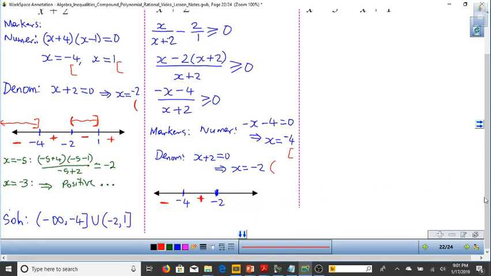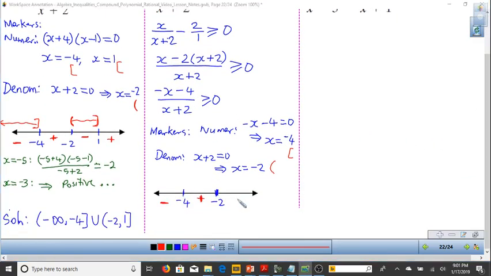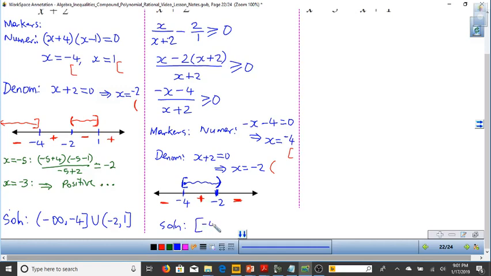And then to the right of -2, we can try 0. 0 minus 4 is -4. 0 plus 2 is +2. -4 over +2 is a negative number. And since this inequality is asking for greater than, we're looking at only the positive region. So I'm only shading the region between the two. We'll use a bracket at -4 because that's from the numerator marker, and it's a greater than or equal to. And the denominator marker is -2. That's parentheses. So my solution here is bracket -4, comma, -2, parentheses.